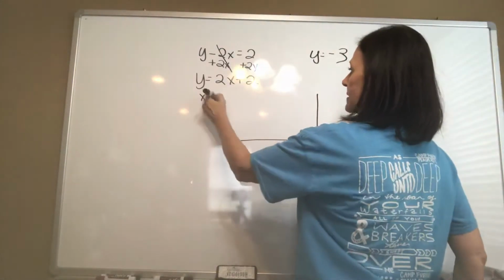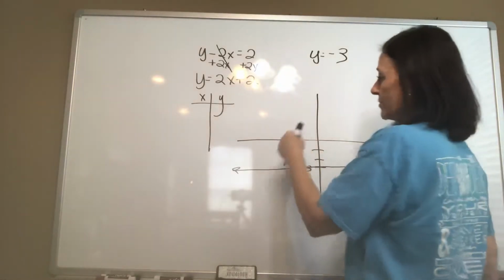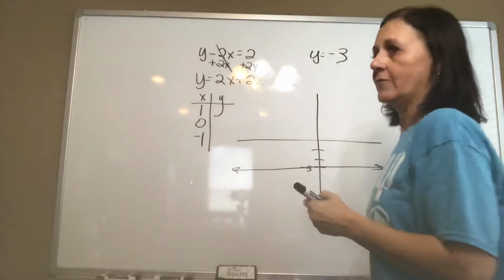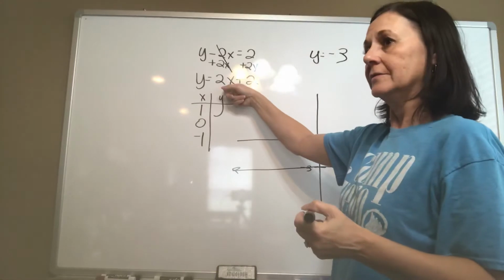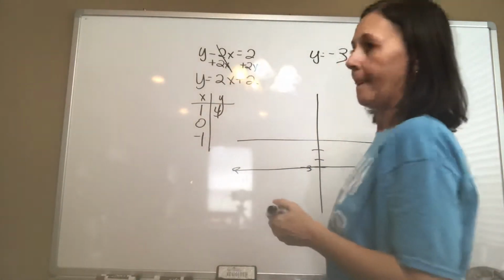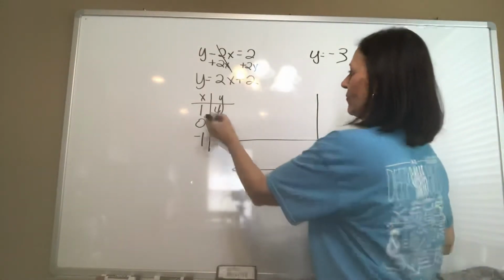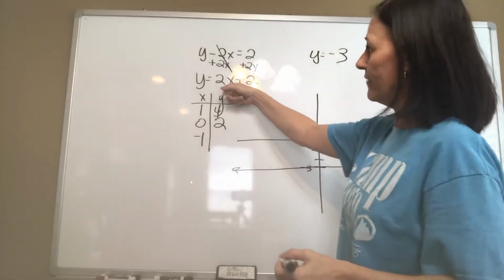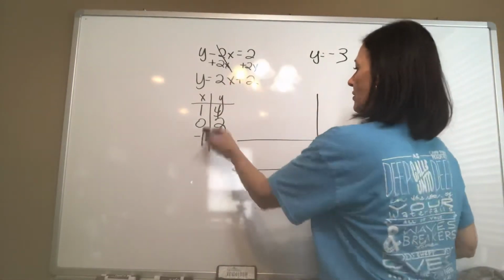All right, so let's plug in numbers for x. We'll do them easy: 1, 0, negative 1. And we'll solve for y. So 1 times 2 is 2, plus 2 is 4. So we have 1, 4. When x is 0, y is 2. When x is negative 1, that makes this portion of the equation negative 2, so we end up with 0.